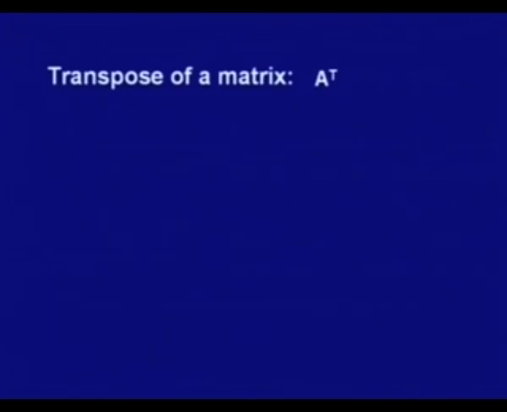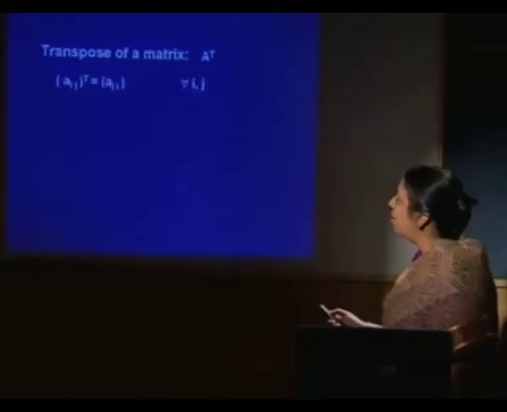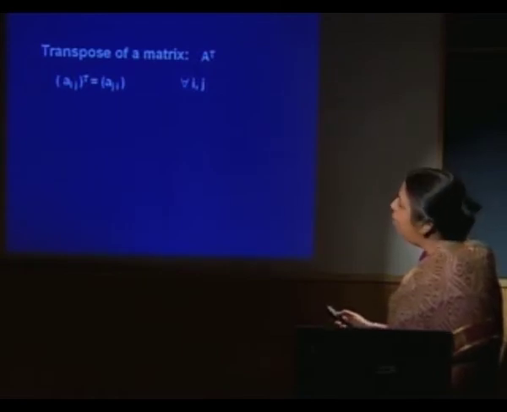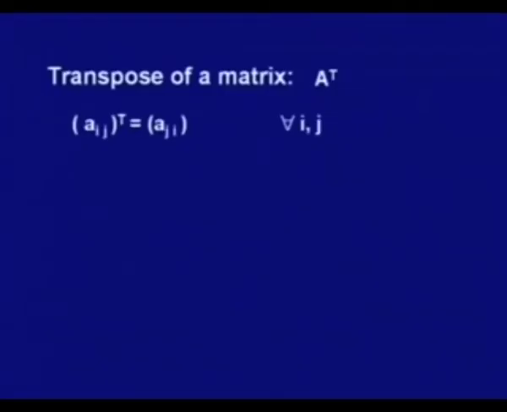After this, we can introduce the transpose of a square matrix. The transpose of a square matrix is denoted by A raised to power T, and if Aij is the typical element of the square matrix A, then its transpose is Aji. That means the row element is written as the column element. So rows and columns are interchanged. So (Aij)^T is equal to Aji for all values of i and j, and what we get is a transpose matrix.